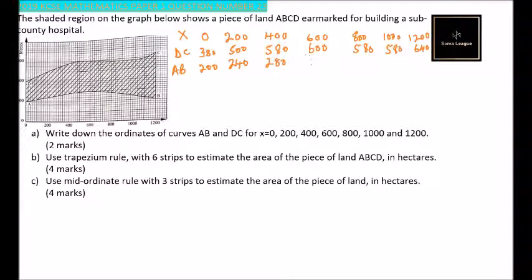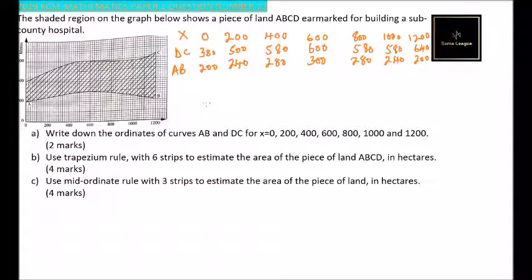At 600, we have 300. At 800, we have 280. At 1000, you have 240. And finally at 1200, we have 200. So those are the ordinates, the value of y at x equal to 0, 200, and so forth. So that is how you write that. With that, you get 2 marks. We go to part B.